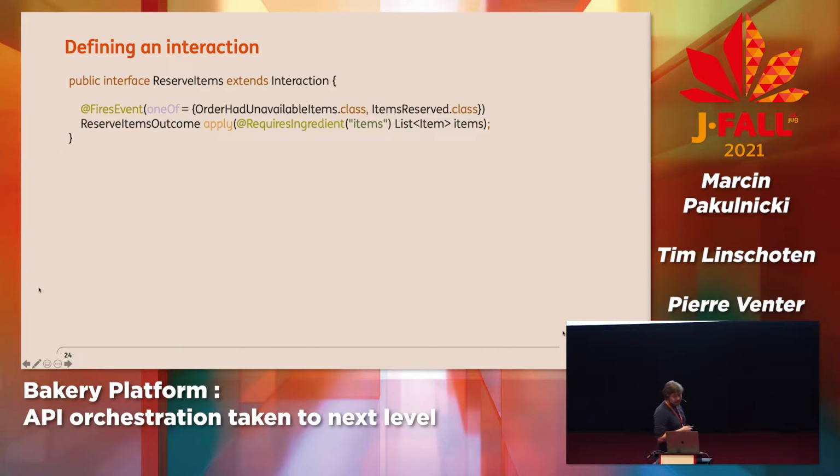So it just has the name, reserve items. It's just an interface in this case. You need to extend your interaction class, and you need to provide some annotations. So in this case, it's a little bit more than the other two. You have fires event one-off, order at unavailable items, or items reserved. So this interaction will fire one of these events, and it will have an apply function that requires an ingredient called items, which is a list of item.